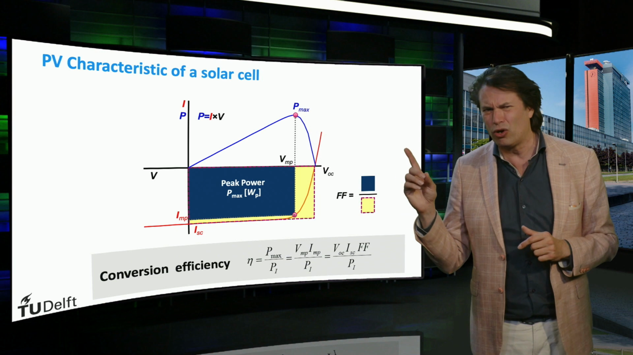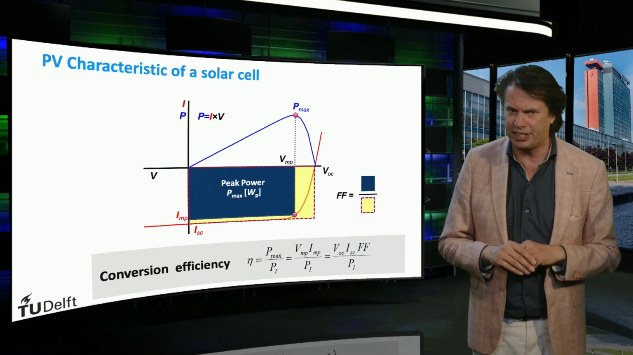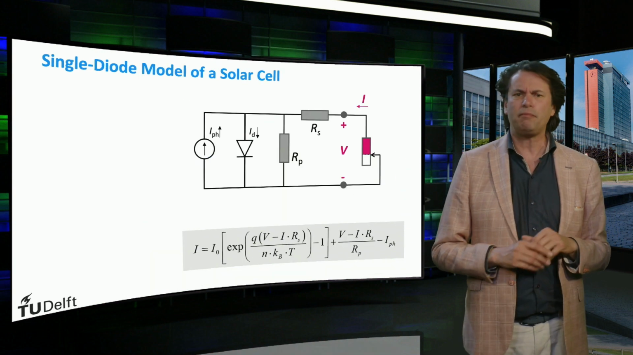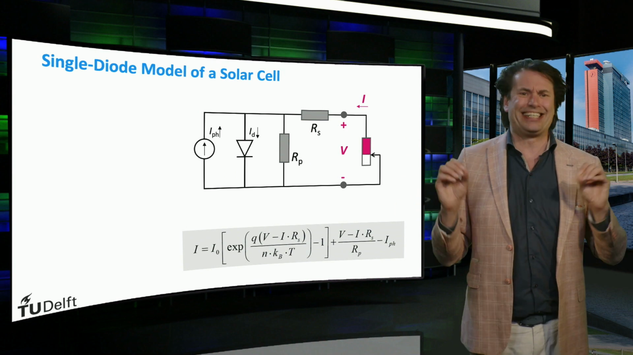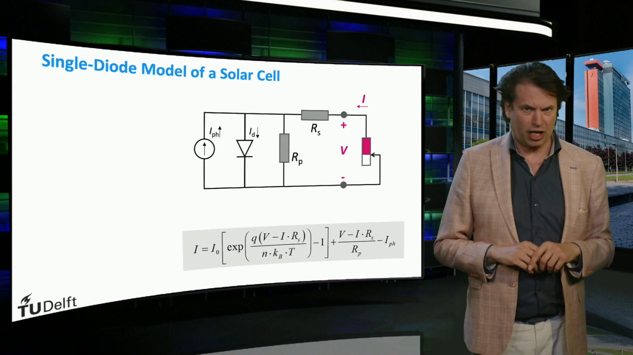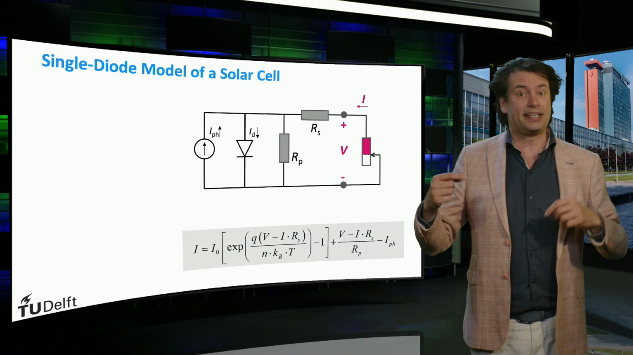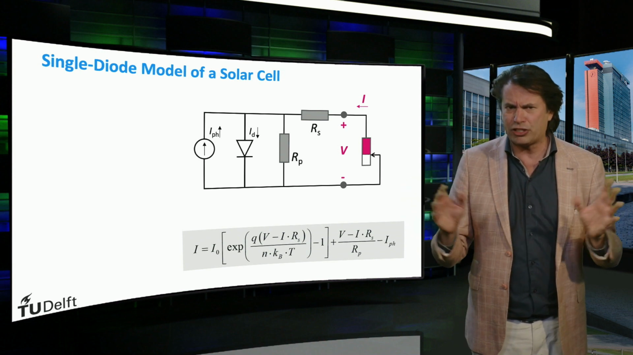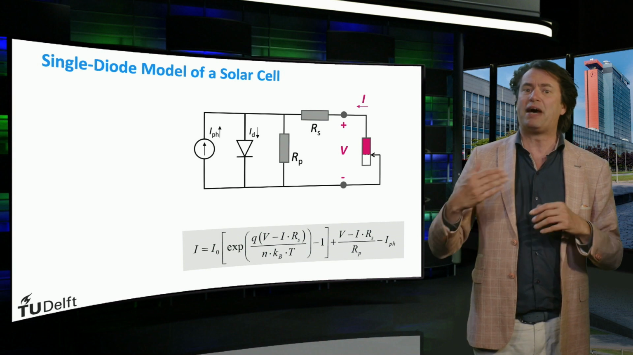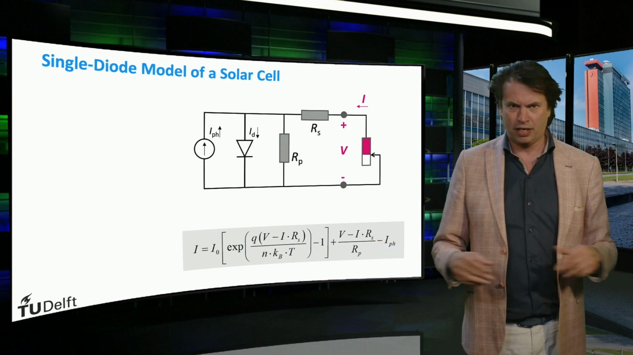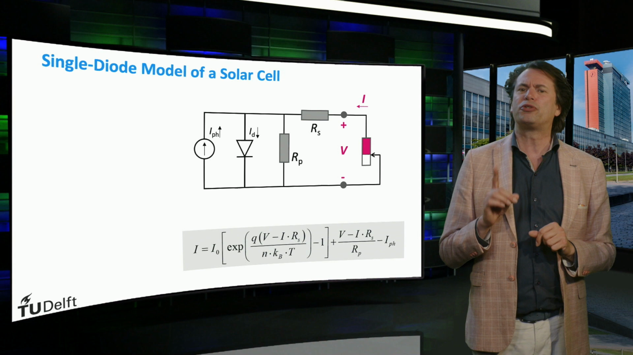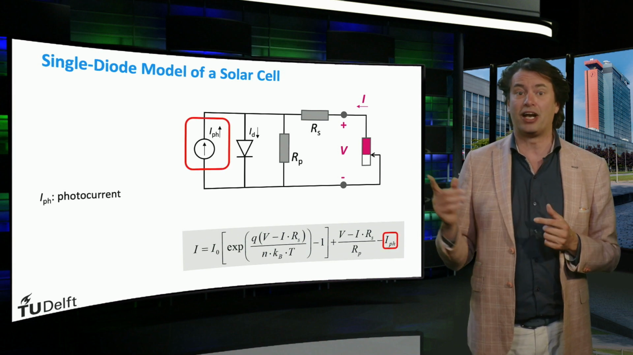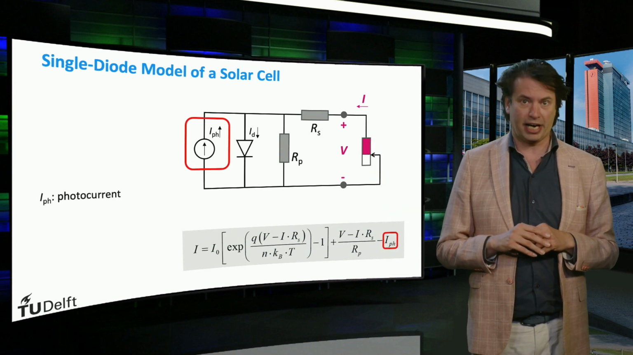So let's take a look at how to model this electrically. Here you can see the so-called single diode model for a solar cell, as well as the equation that describes it. There's a lot going on here, so let's move through our schematic step by step. The first thing you may notice is the current source on the left side of the diagram.